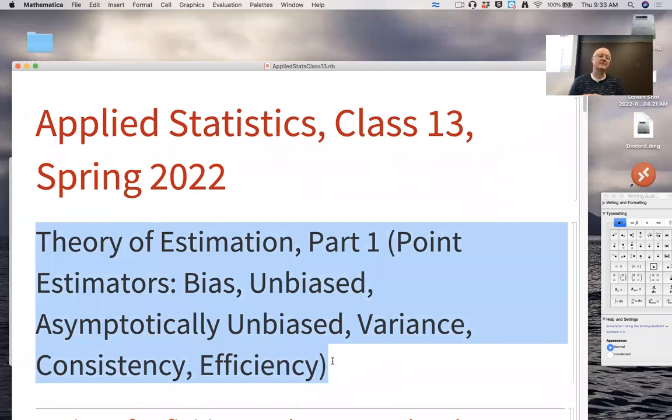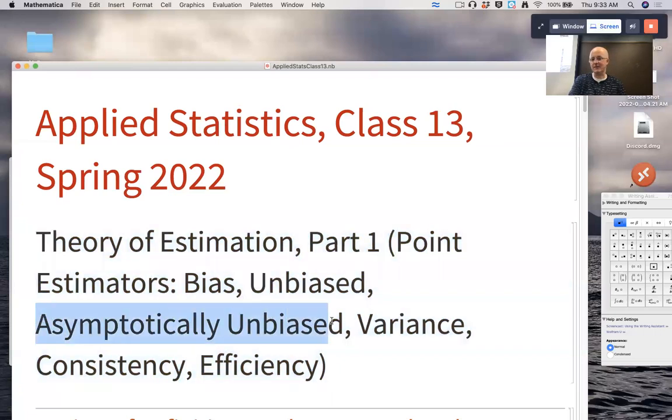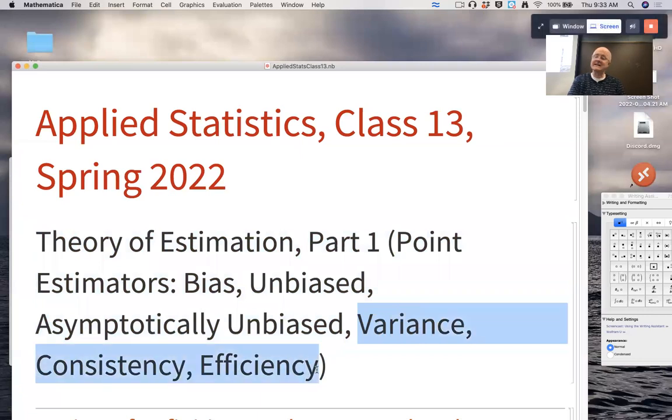Unbiased Estimators, something new, Asymptotically Unbiased Estimators, Variance of an Estimator, Consistency and Efficiency. Just going to try to get as far as we can get. I'm not positive that we'll be able to get to all these topics, but we'll get as far as we can get, and whatever we don't get to today, we'll talk about next Tuesday.